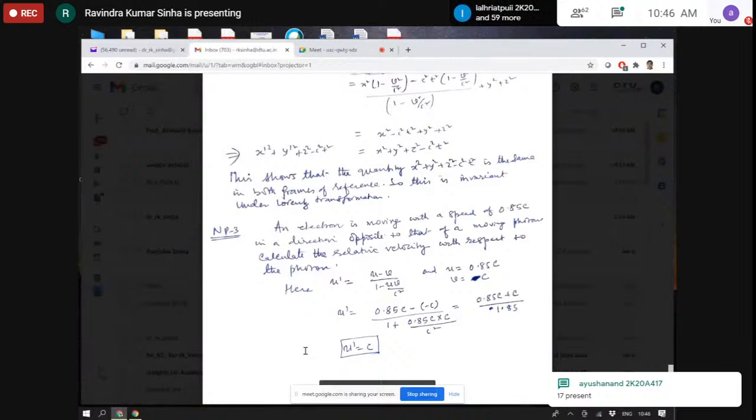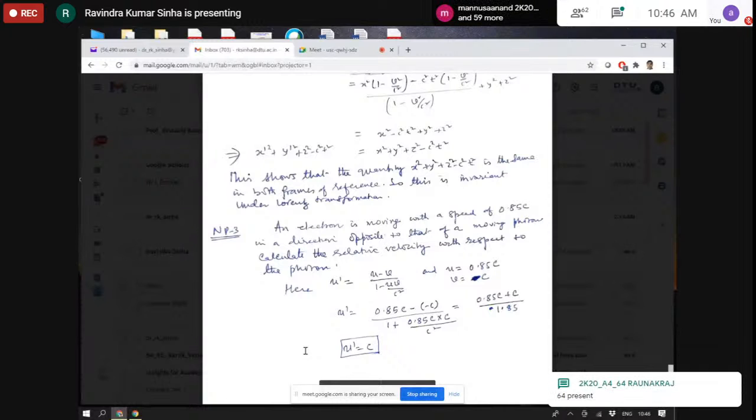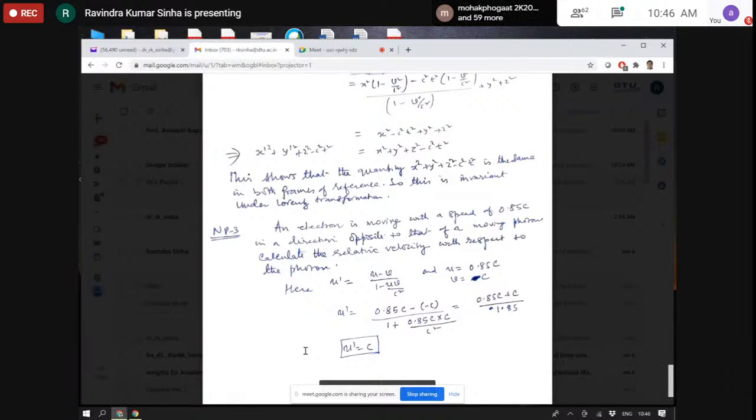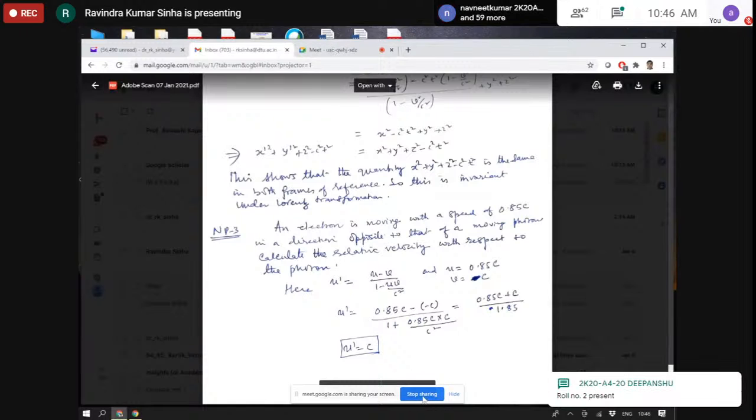Okay. Then you write a numerical problem. I am dictating from here. You can write a cube. I can put it into the chat box. So I am stopping sharing.